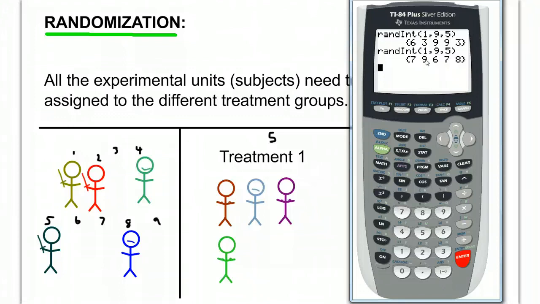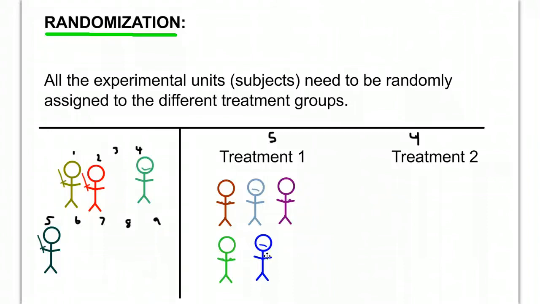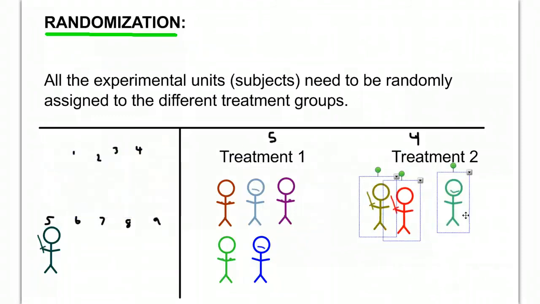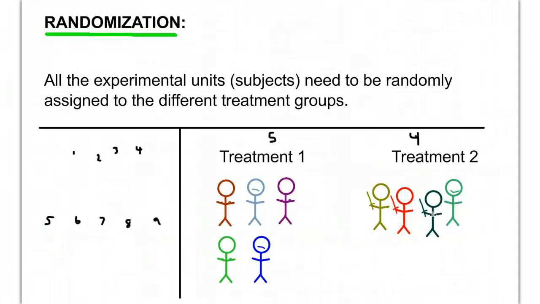And then we have 9 again, 6 again, 7 again, okay, 8. So now we have our 5 unique values here. And then that means the remaining 4 would end up going in the other study treatment, or the other group, treatment 2. So we bring them over here. So that's how you would use randomization to split up the 2 groups.